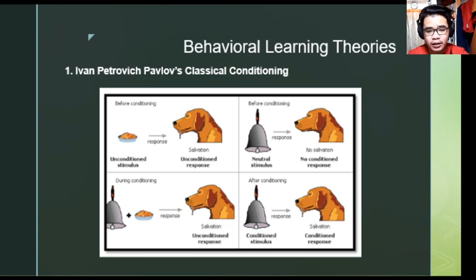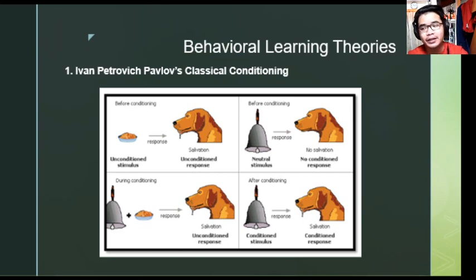Now, during conditioning, ang ginawa ni Ivan Pavlov, pinakita niya yung meat with the bell. Okay, pinatunog niya yung bell, tapos pinakita niya yung meat. So, nakikita ng dog yung meat. So, ano nangyari? Nagsalivate yung dog. Kasi nga, meron pa rin siya nakikitang meat. So, inulit-ulit niya yan. Inuulit-ulit niya yung bell at saka yung meat na pinapakita.